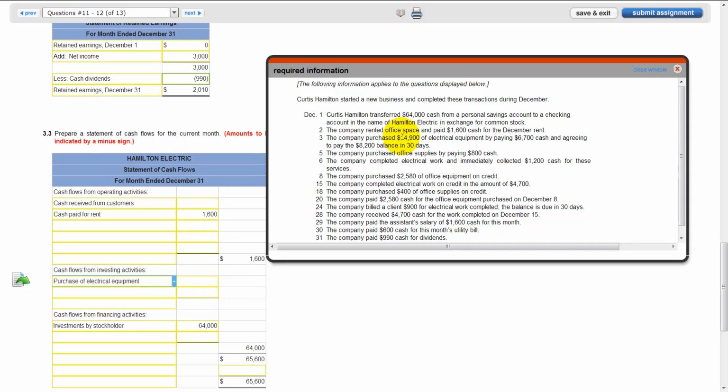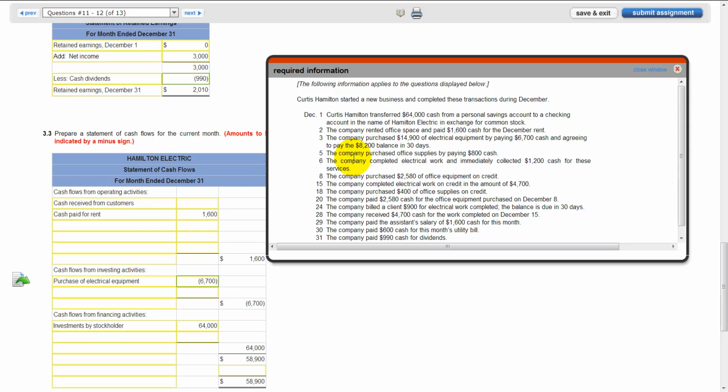Now I did buy $14,900, but remember the objective of this financial statement is to show cash flowing in and out. Not $14,900, but minus $6,700, because the rest I still owe, and they all show up on the cash flow statement when this is paid off. So right now it's $6,700 minus.